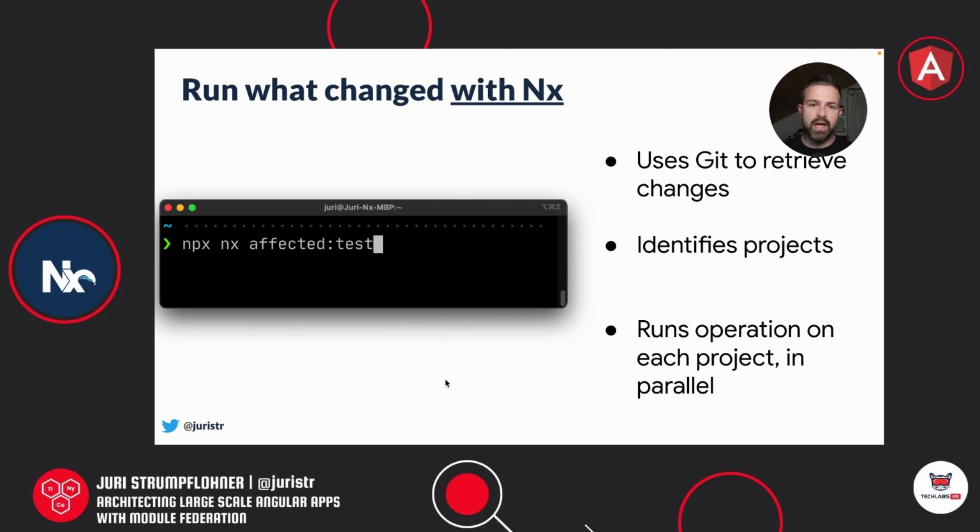So here, for instance, you see nx affected test, which uses Git to understand from that PR that you created to the baseline, which is usually main, what changes have been made. It identifies the projects, and then it leverages that project graph to understand what other projects are affected by the change and runs the tests against that subset of projects. And obviously those operations then run in parallel and are optimized to be as fast as possible.